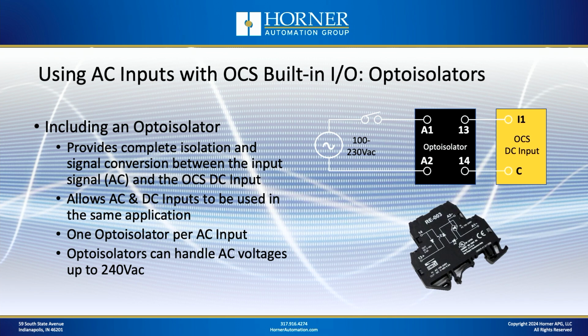You can acquire them from a number of different locations. At Horner, we do have an Optoisolator that we sell on our website, but you can get them from your local distributor. There's nothing special about the one that we offer. It's certainly not one that we manufacture. You can get them from companies like Murr and Phoenix and others. But for interfacing an AC input signal with a DC only input circuit, these are the way to go.